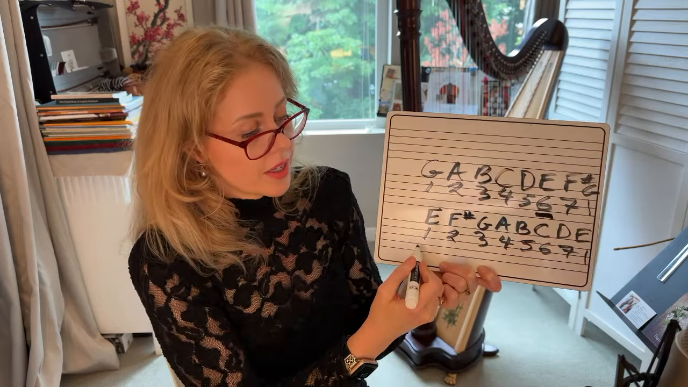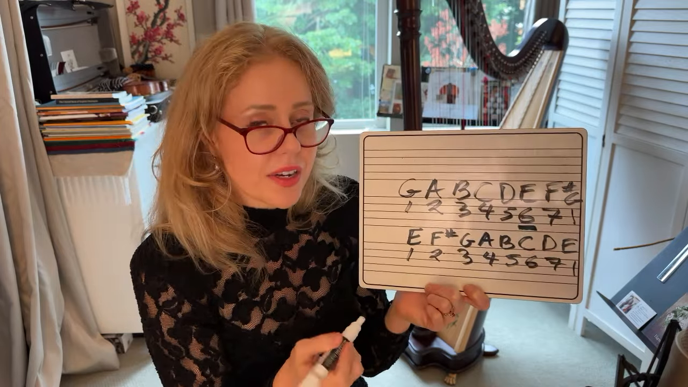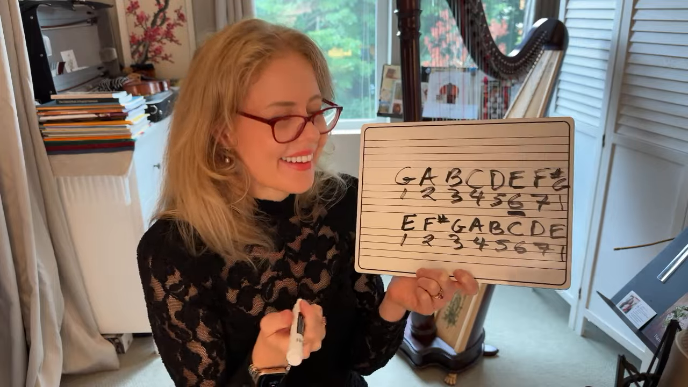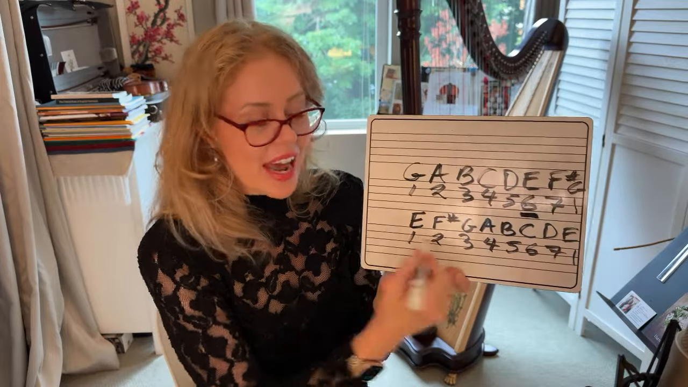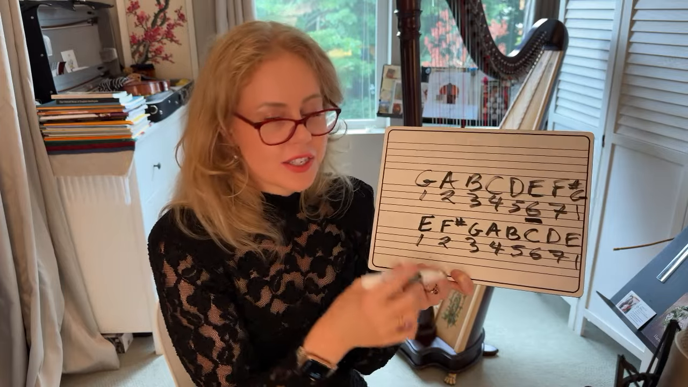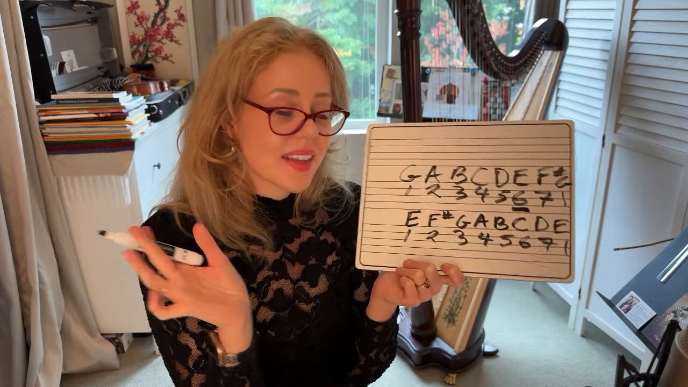So this is now your E minor scale. There are three different kinds of scales. Music theory pro moment: this is called the natural minor scale. So you can just remember it's all natural, it's organic, it's all in itself, it hasn't been tweaked at all.